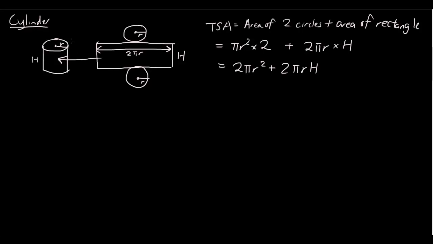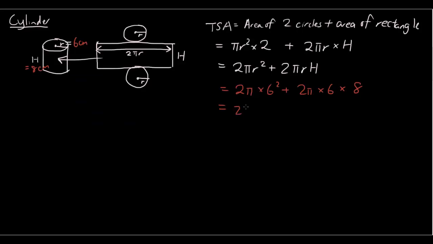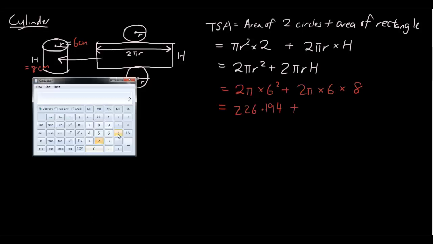Okay, so let's say we have a radius of 6 centimeters and a height of 8 centimeters. So then this will be 2 pi times 6 squared plus 2 pi times 6 times 8. Put all that in the calculator. So we got 2 times pi times 6 times 6, that's 226.194. Plus we have 2 times pi times 6 times 8, that's 301.593.